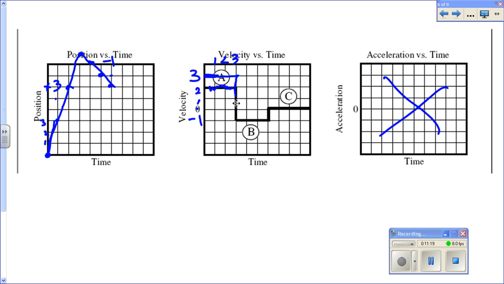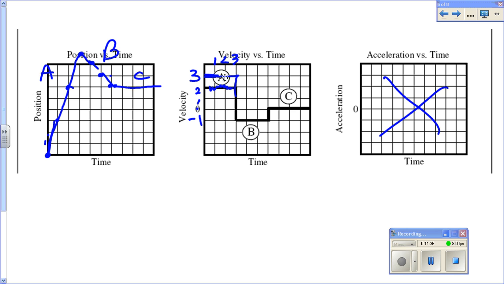Now at C, my velocity is 0. That means my position will not change. So this is C. This is B. This is A. So see how that works?